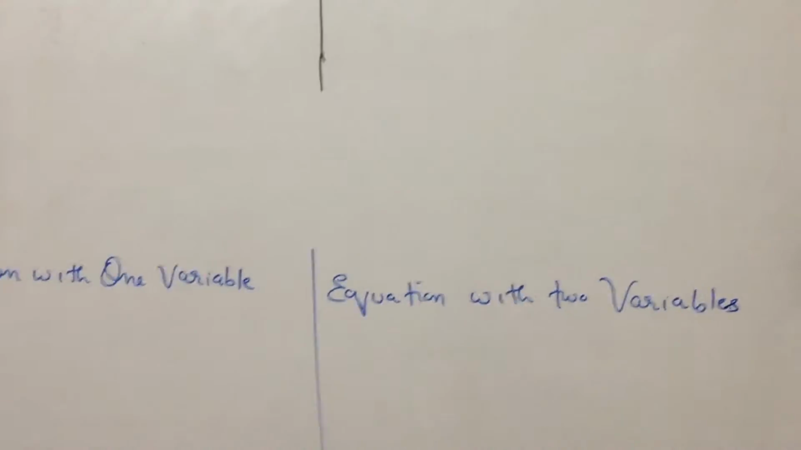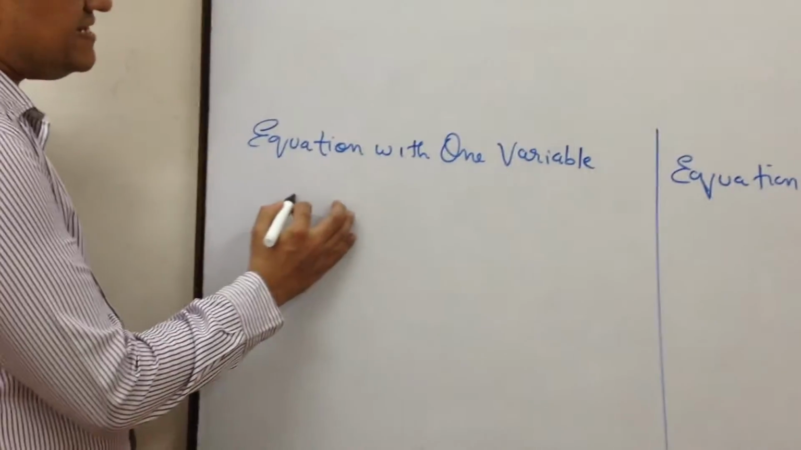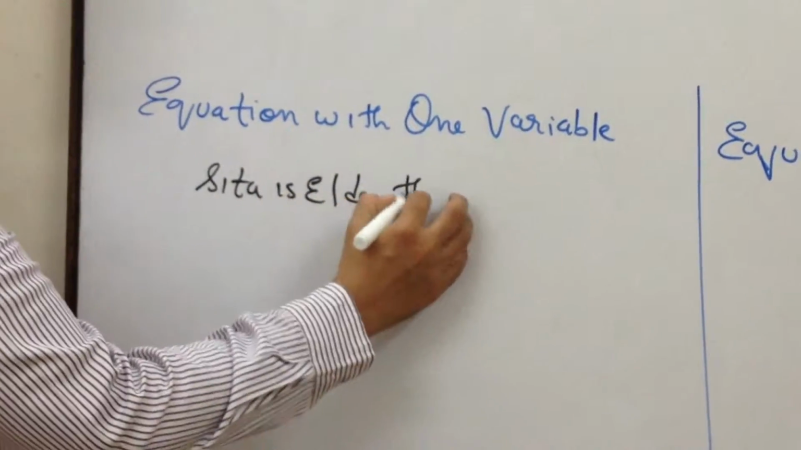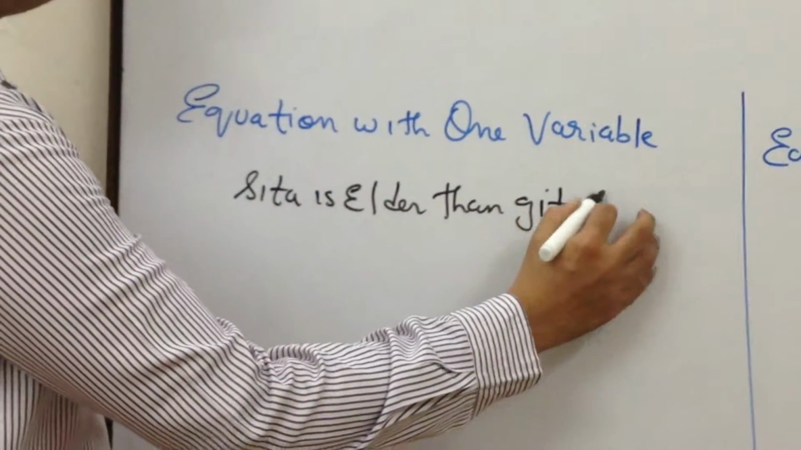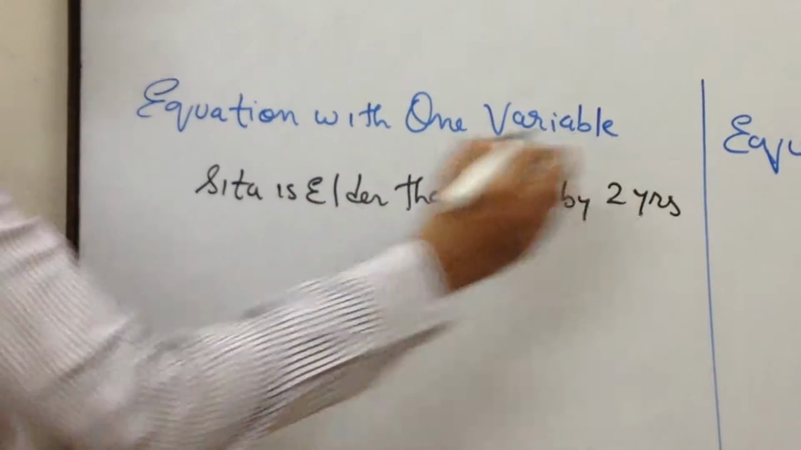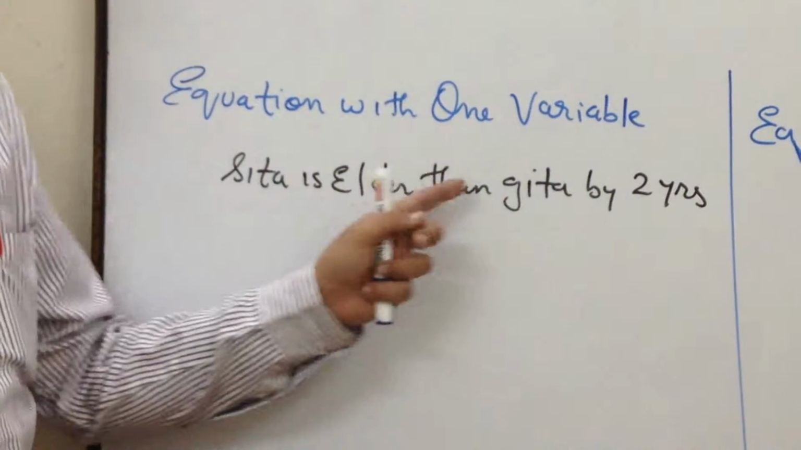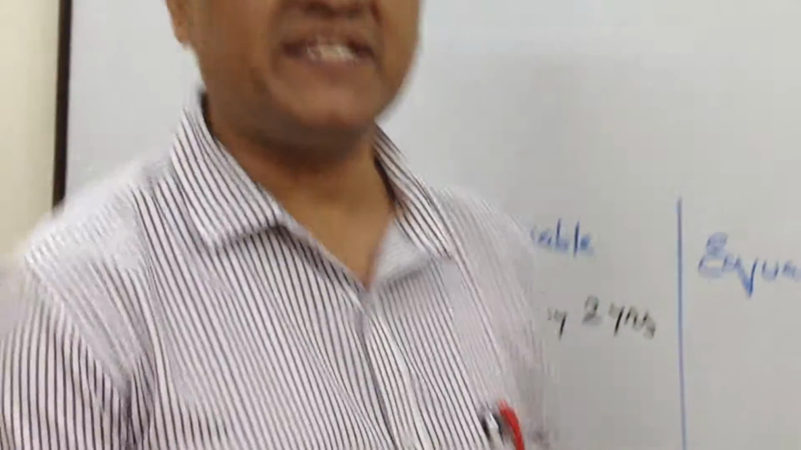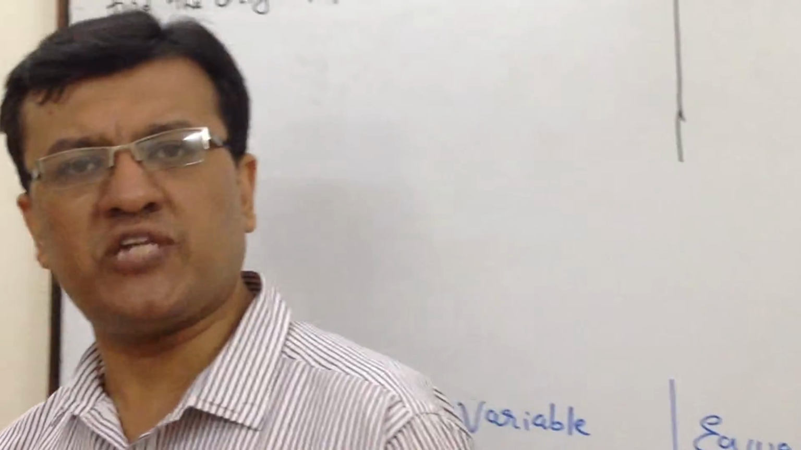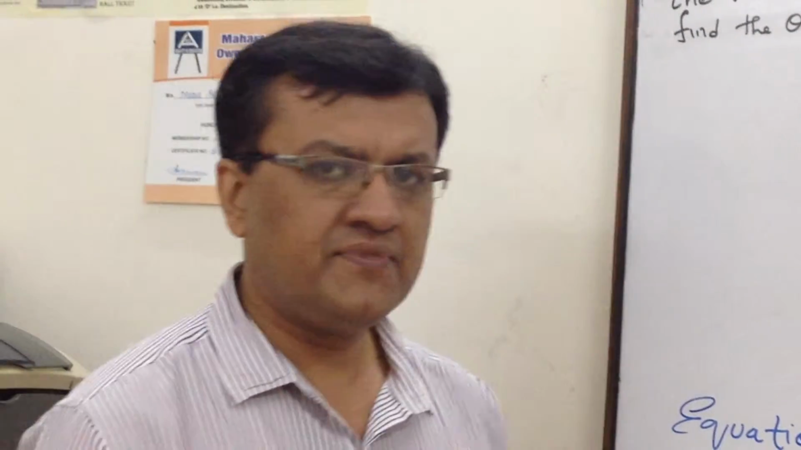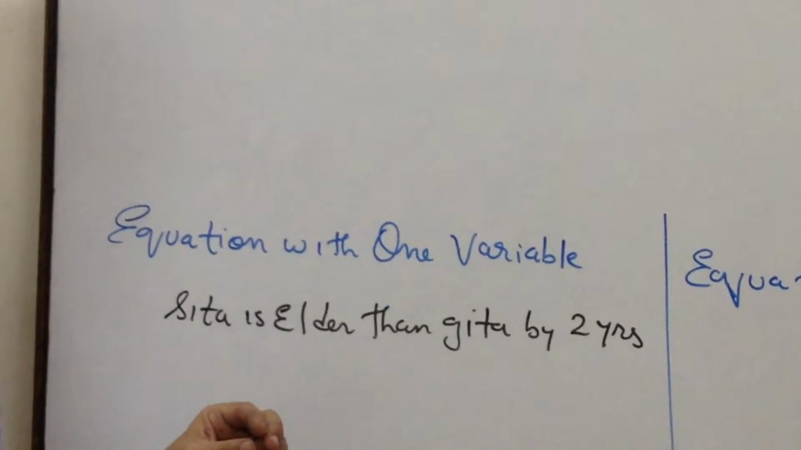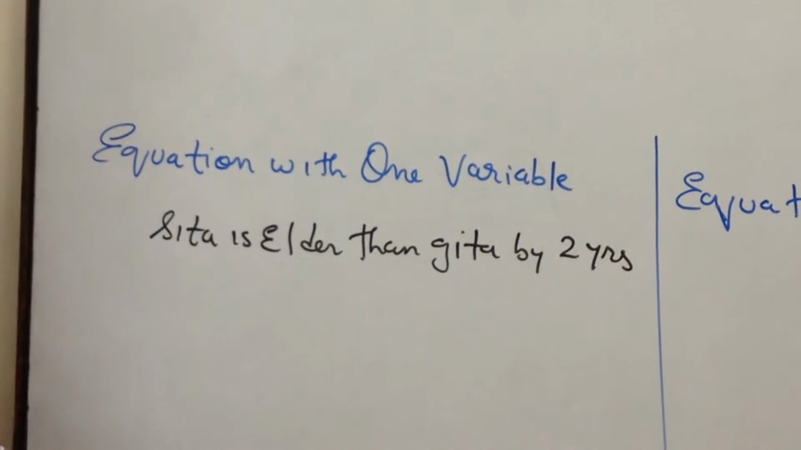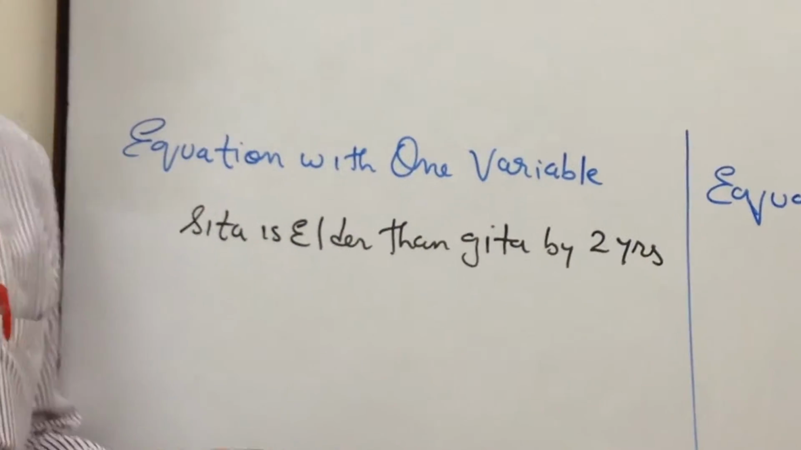Let me give you a simple example. Stating that Sita is elder than Geeta by 2 years. Now if I ask you students, then tell me what's the present age of Sita and Geeta. Are you in a position to tell me? I think most of them will. Somebody will say let one be x, another be x minus 2, and somebody will say one be x, another be x plus 2. I have a very simple way to tell you.